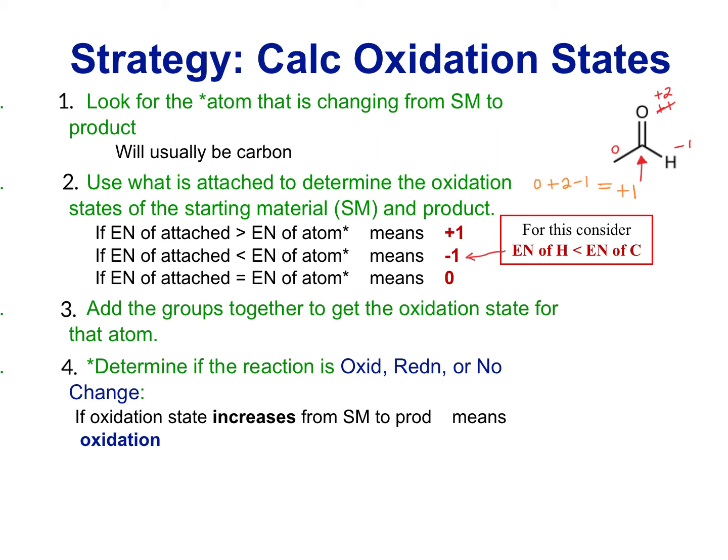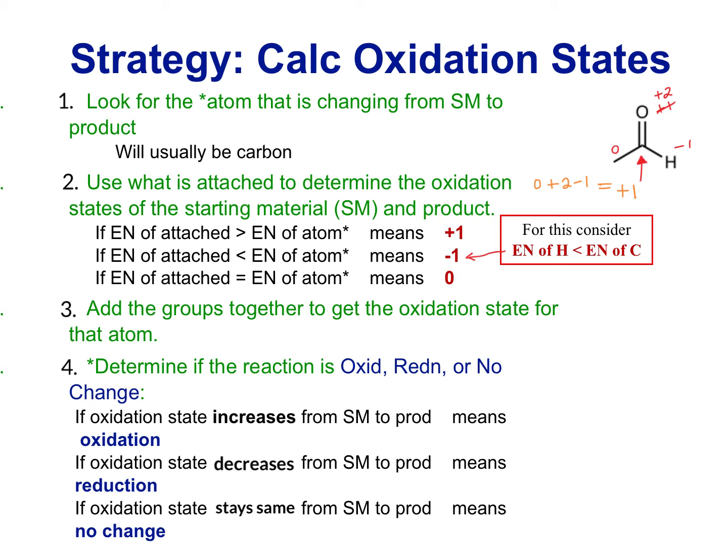As you can see here, if the oxidation state increases from the starting material to the product, like if this is 0 and the other one was +1, for example, then that would be an oxidation reaction. If the oxidation state decreases from the starting material to the product, that would mean that you have a reduction. So if it went from 0 to say -1 or -2, then that would be a reduction reaction. Then the last option is it doesn't change. So if the oxidation state stays the same from the starting material to the product, that means there's no change. It's not an oxidation or a reduction reaction, it's some other kind of reaction.